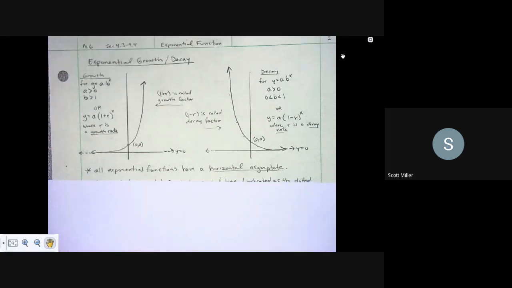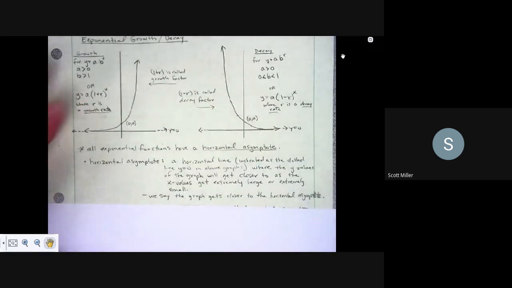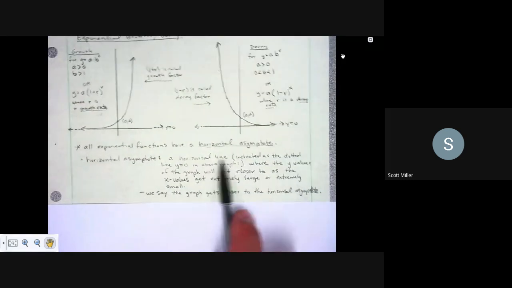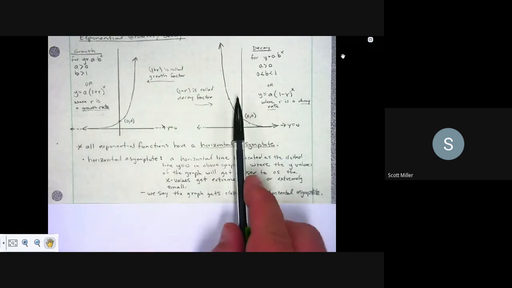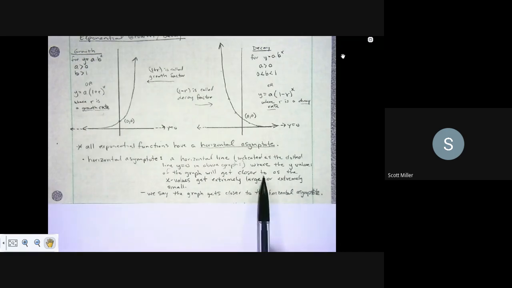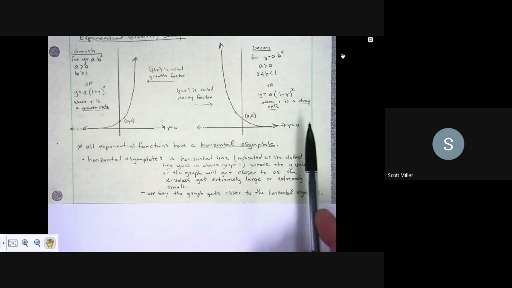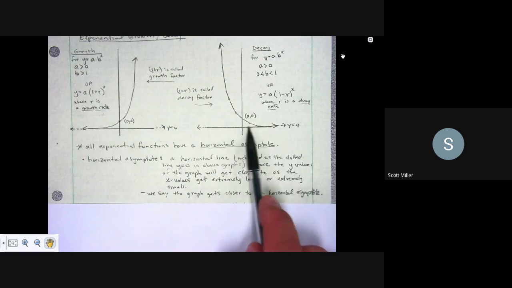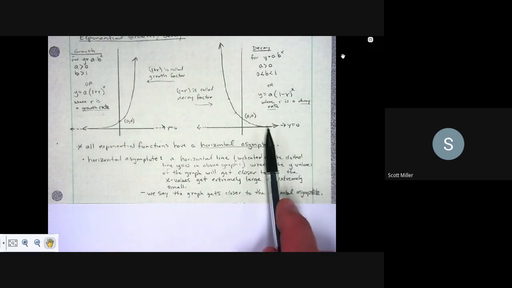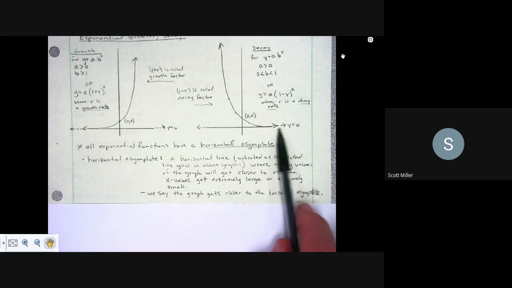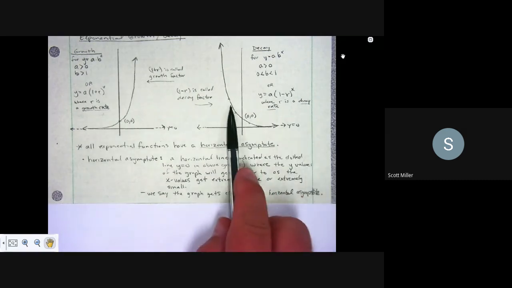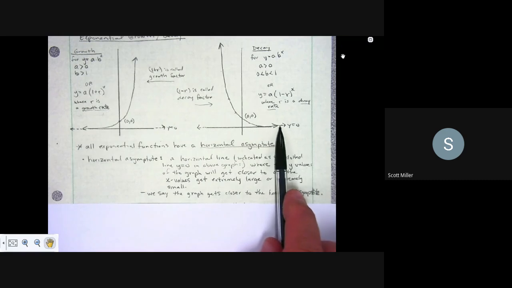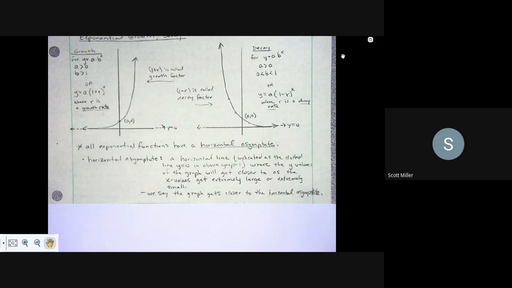Now, what is a horizontal asymptote? A horizontal asymptote is a horizontal line indicated by the dotted line y equals 0 up here, where the y values of the graph will get closer to it as the x values go extremely large or extremely small. So in this particular case, as x gets larger, as I move out farther and farther, the y values are getting closer and closer to the line y equals 0. So much so that if I go out far enough, it'll look just like y equals 0.